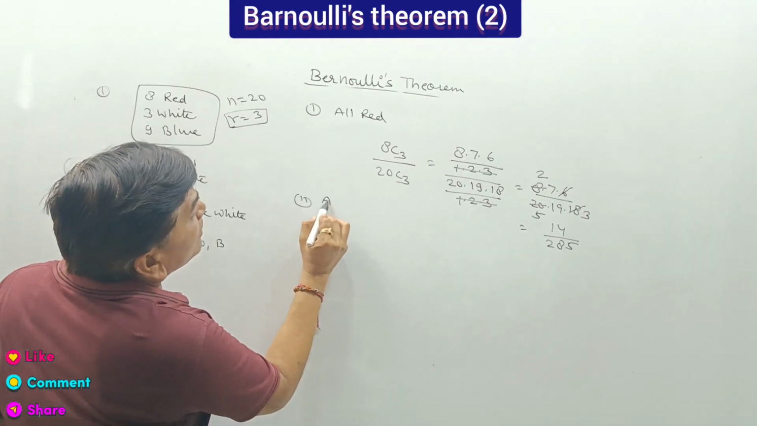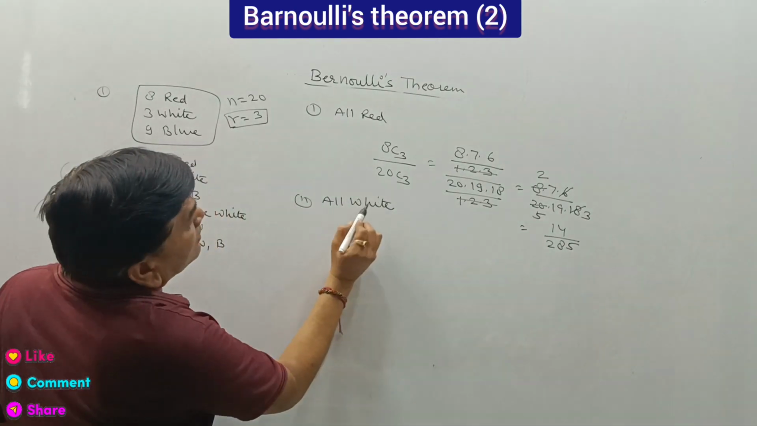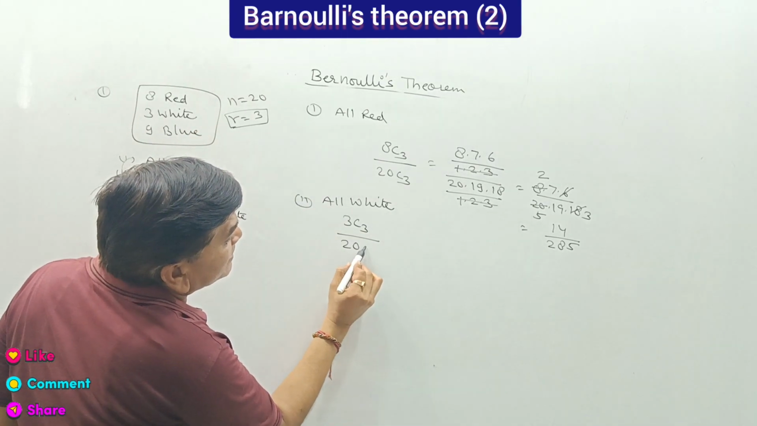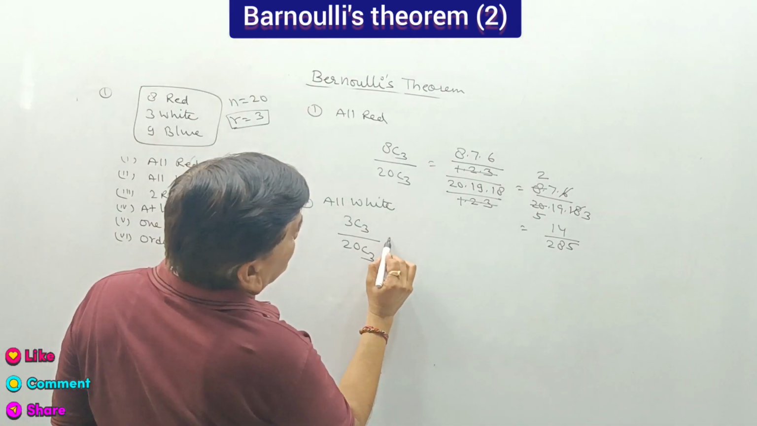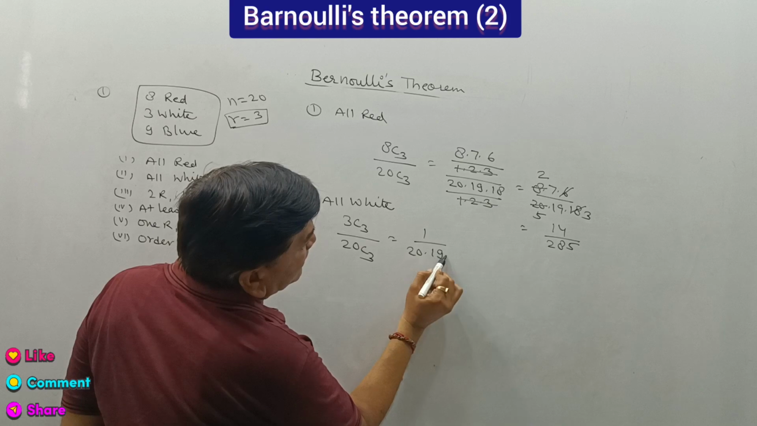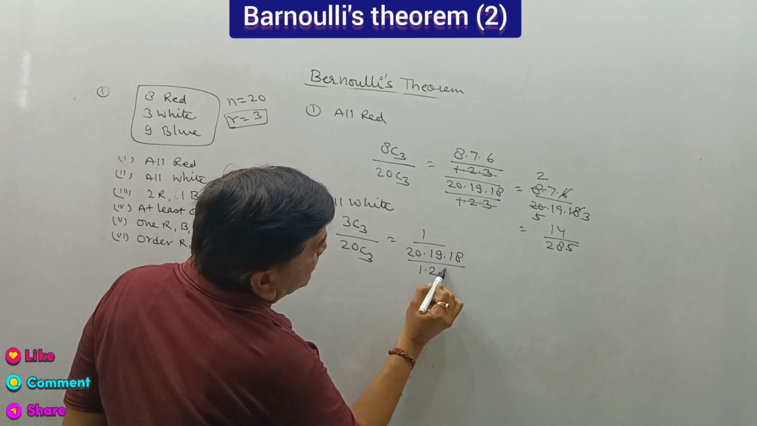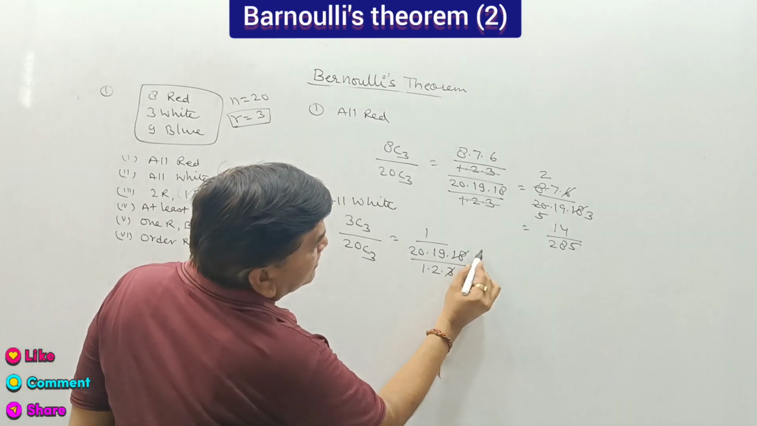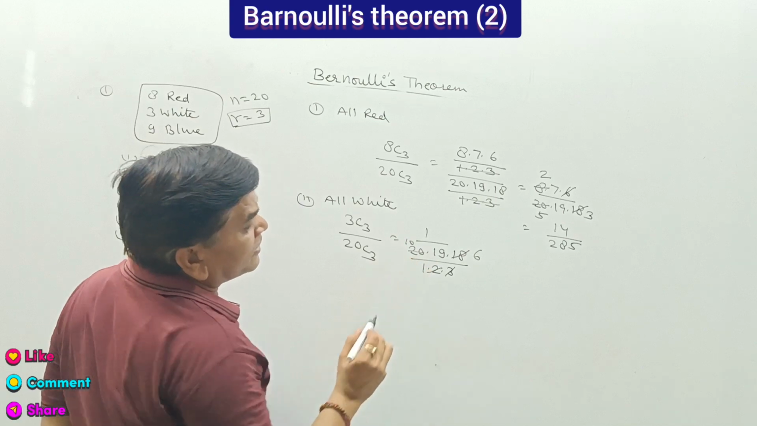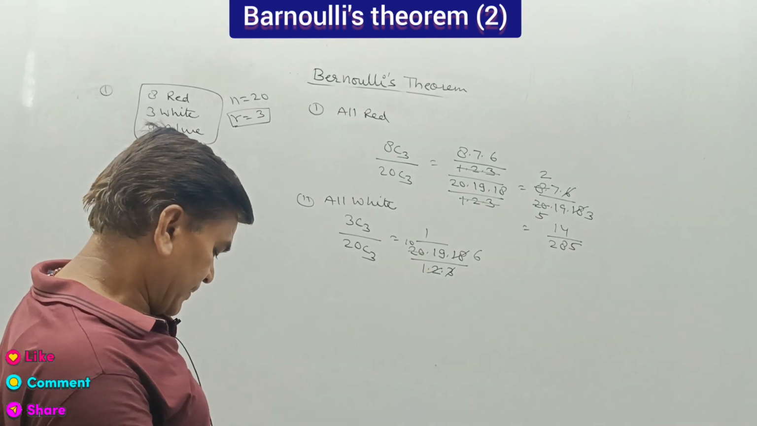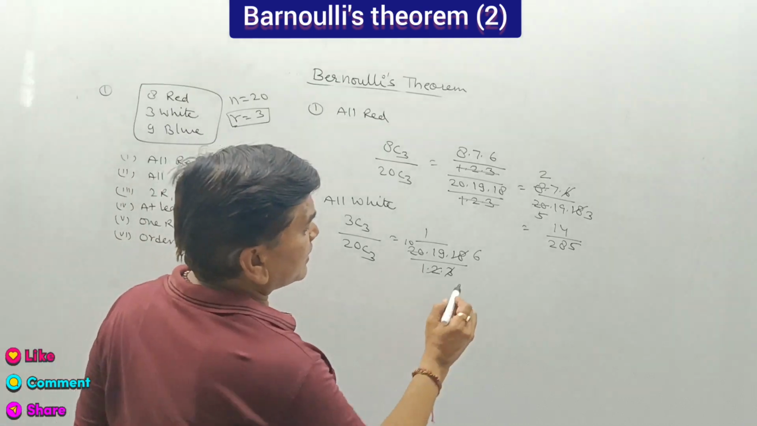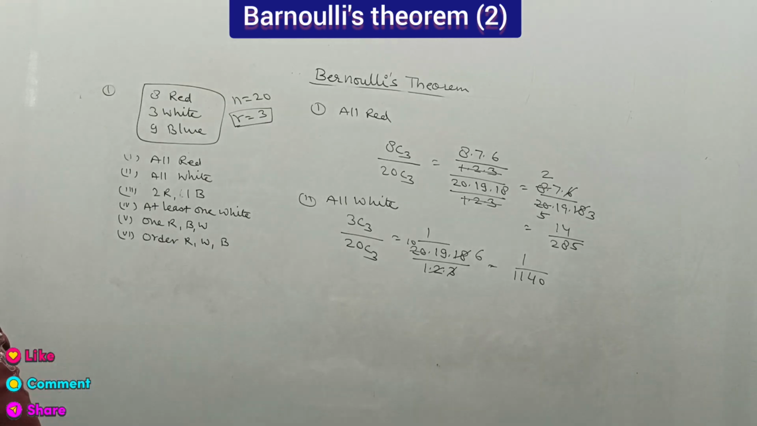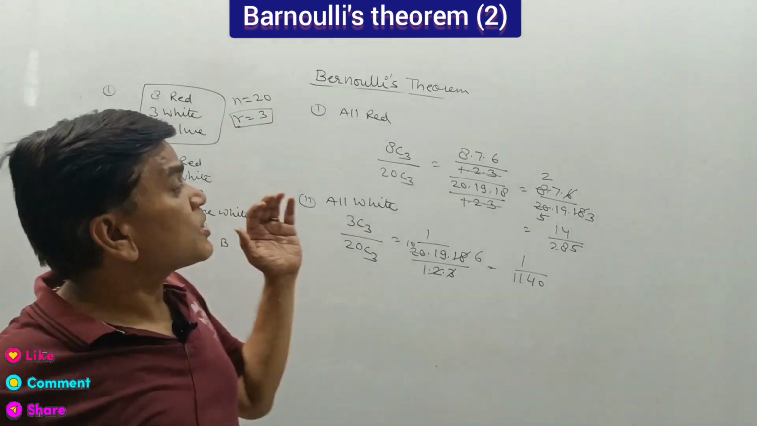The second question is all white. So all white is 3C3 divided by 20C3. So 1 upon 20 multiply 19 multiply 18 divided by 1 multiply 2 multiply 3. 6 threes are 18, and 10, so 190 multiply 6. So this will be 1 upon 1140. The second answer will be 1 divided by 1140. So we have done 2 questions.